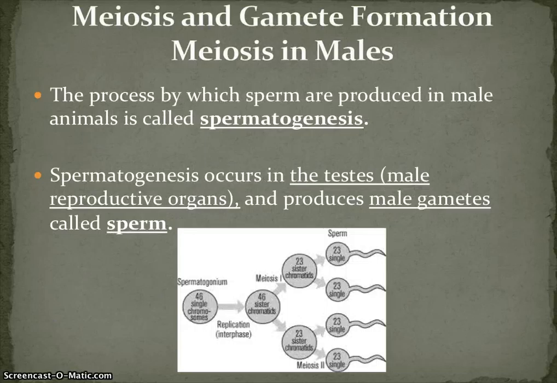In males, whenever they create their sex cells in humans, we call it spermatogenesis, and it occurs in the testicles or testes, which is the male reproductive organ, and you end up with 4 sperm every time this happens.